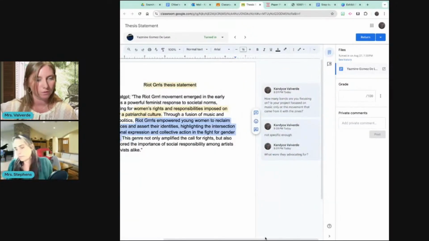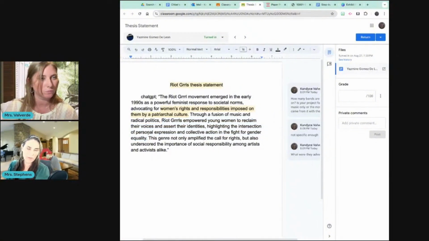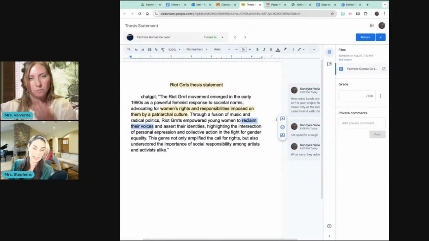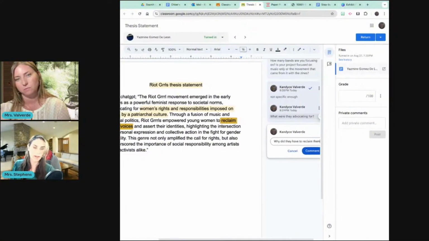It's a genre. Does it say that? Where it says reclaim their voices, reclaim from what? The first part of the thesis would have to say how their voices were stolen. You're right. Riot Girls empowered young women to reclaim their voices. I like the idea of assert their identities and fight for their rights. But what right are they fighting for specifically? I think that's what this is missing.